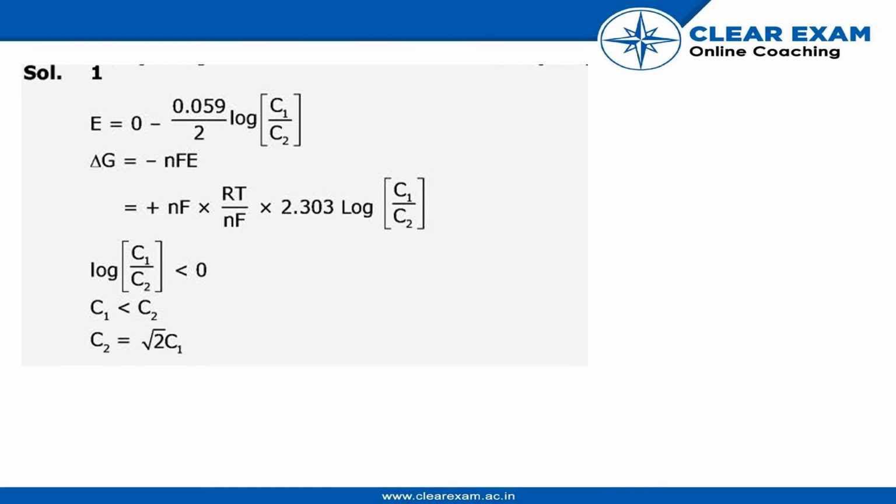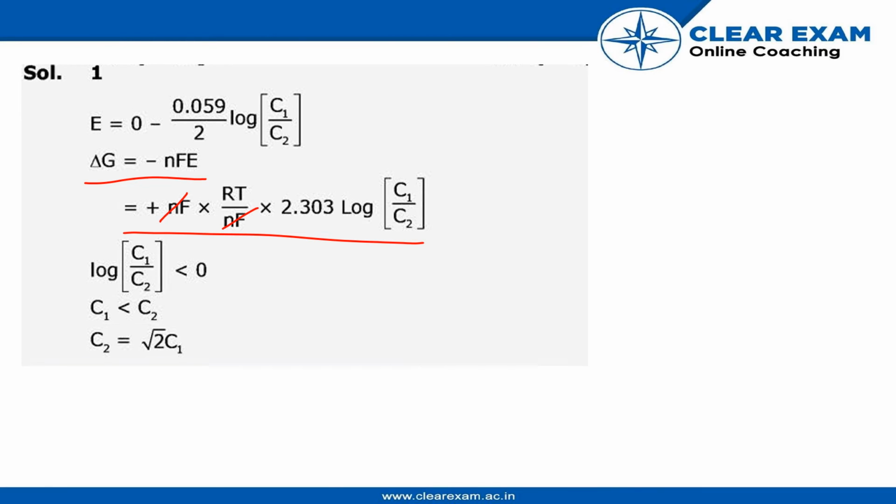So here E is equal to 0 minus 0.059 by 2 log C1 by C2. So we know that delta G is equal to minus nFE. So we will put the value of E in this. We will get this: nF into RT by nF, and cancel, into 2.303 log C1 by C2.